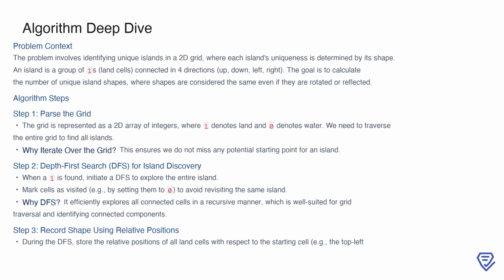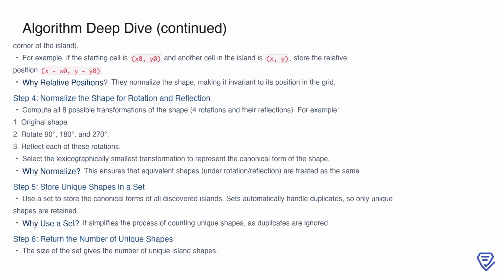As we traverse the island, we record the relative positions of each land cell with respect to the starting point, which helps us define the island's shape in a way that's independent of its location on the grid. When recording the shape of an island, relative positions are crucial because they normalize the shape to its starting point. For example, if the starting cell is x0, y0, and another cell is x, y, we record the relative position as x - x0, y - y0. This ensures the shape is the same no matter where the island appears in the grid.